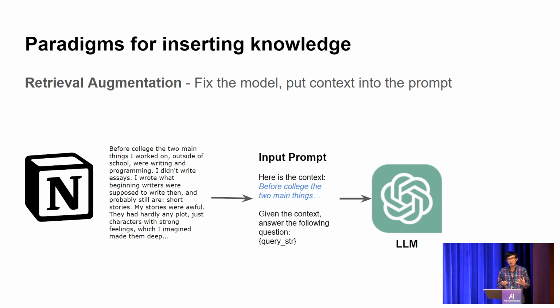The main paradigm that LlamaIndex focuses on is retrieval augmentation, where generally you keep the model fixed, and then you figure out a way to put stuff into the prompt so that it generates the correct output. I had a tweet thread a few days ago, but basically RAG is just fancier prompt engineering. It's a fancier way of creating a data pipeline to feed into the prompt input itself.